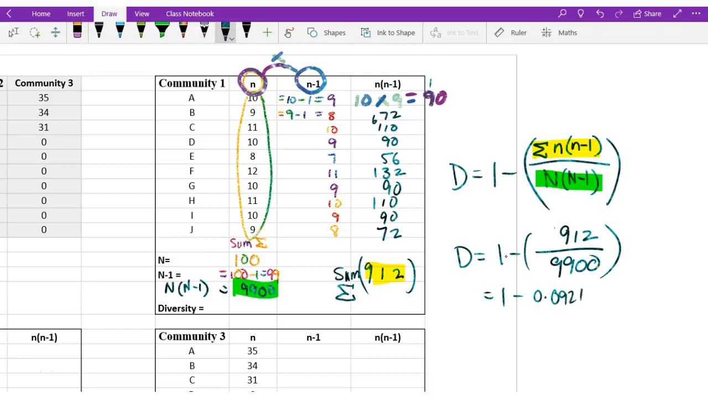0.0921, so on and so forth. If you work that out, then 1 minus that equals 0.90787, which really means we don't have a very high diversity at all, because we have a number that's very close to 1. And that's how you work out this Simpson's diversity index by hand.